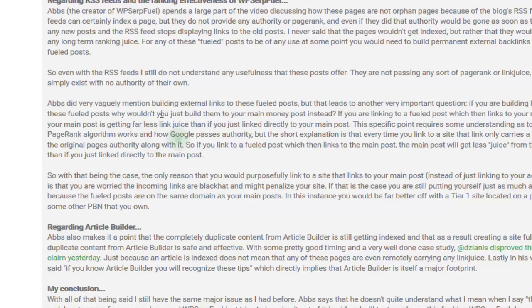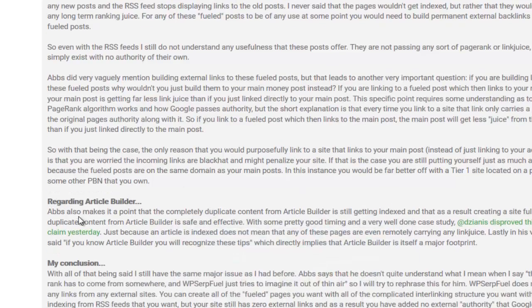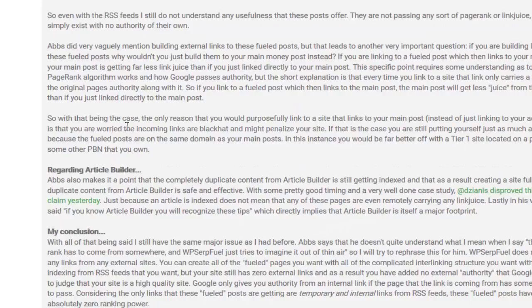So when I said I vaguely talk about building backlinks, no, I clearly recommend you build backlinks to them to get even more power. So with that being the case, the only reason that you would purposefully link to a site that links to your main post instead of just linking to your actual post is that you are worried the incoming links are black hat and might get your site penalized.